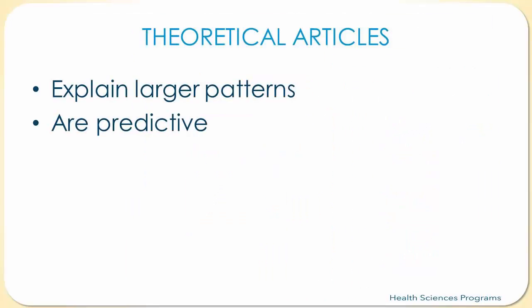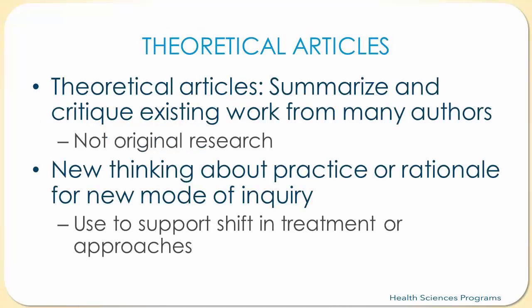Theoretical articles often explain larger observational patterns and have a predictive feature. For example, a series of empirical studies may be used to come up with a new theory about best practices for pediatric medicine. The theoretical article would feature the evidence and assertions for making a larger theoretical statement.